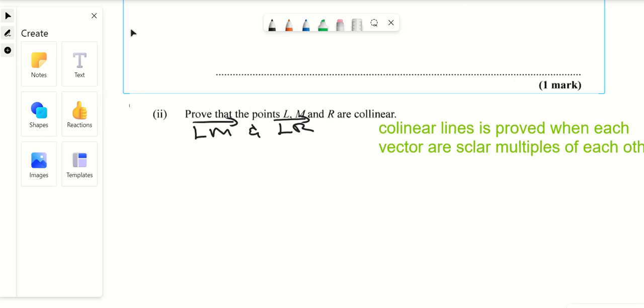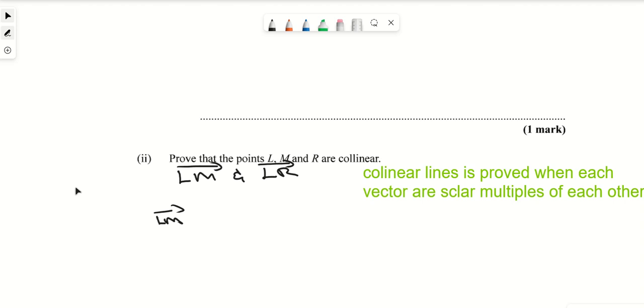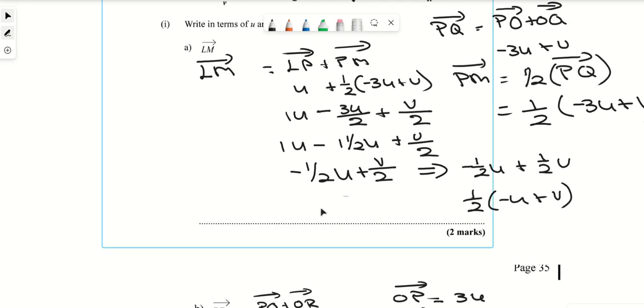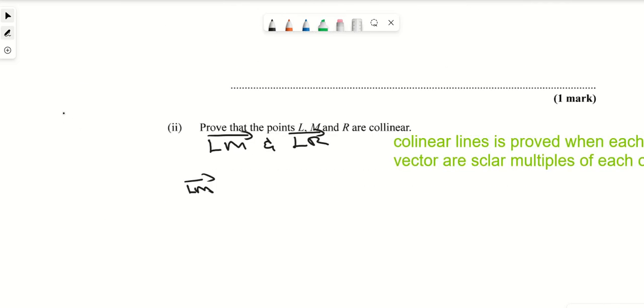So we have to find vector LM and LR, and then prove that they are scalar multiples of each other. So first off, let's find LM. We found LM to be the one on top here, which is minus a half U plus V over 2. So we'll write that down. LM is minus a half U plus 1 over 2V, right?